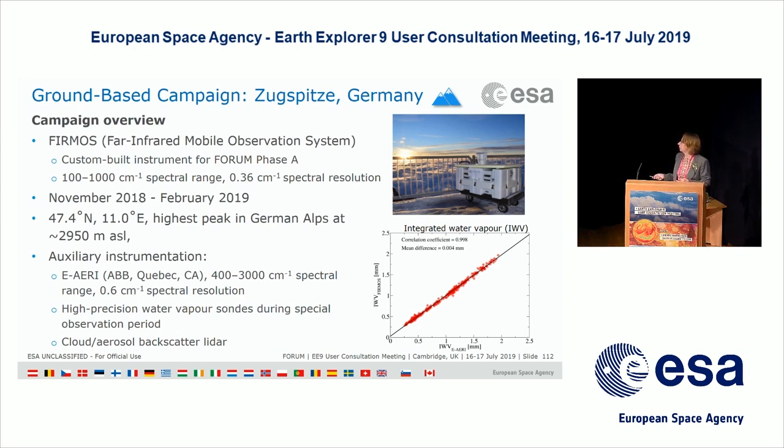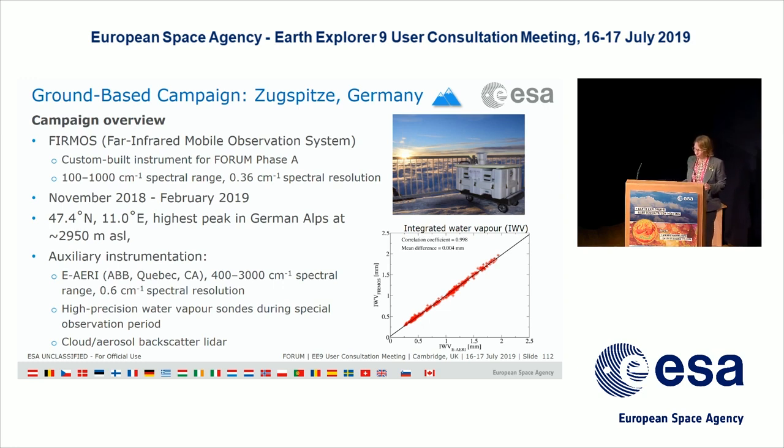And here on the right, you can see a scatter plot of the integrated water vapor of FORUM versus the integrated water vapor of the ESA instrument. And so that black line is not the fit, it's the one-to-one line. So the agreement works really well. However, this all uses the same spectral range, the same assumptions, so to really validate the data, you need independent assessments. And for that, we had, during a special observation period, some high-precision water vapor sondes, and also a little bit down the mountain, there is a cloud and aerosol backscatter LiDAR for cloud properties.